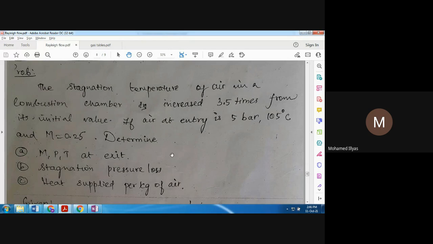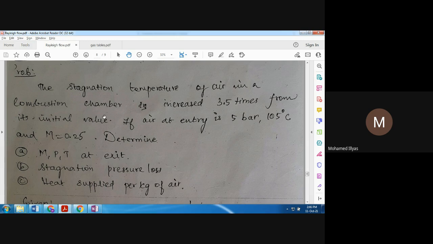Okay. So next, we'll see the final problem. The stagnation temperature of air in a combustion chamber is increased 3.5 times from the initial value. So if the stagnation temperature changes, it is definitely a Rayleigh flow. In Fanno flow, stagnation temperature doesn't change. And also combustion chamber is an example of the Rayleigh flow model. So it is a Rayleigh flow problem.